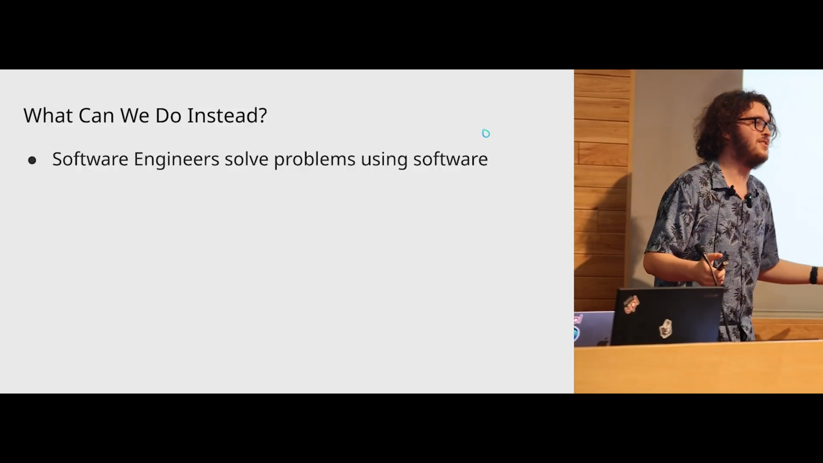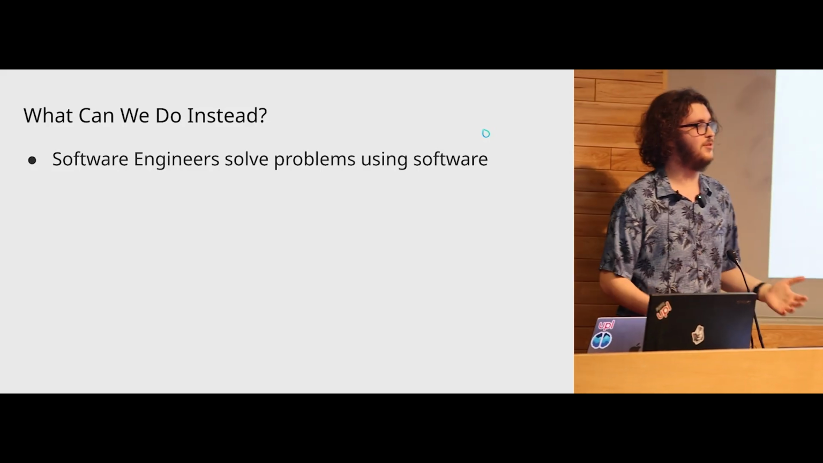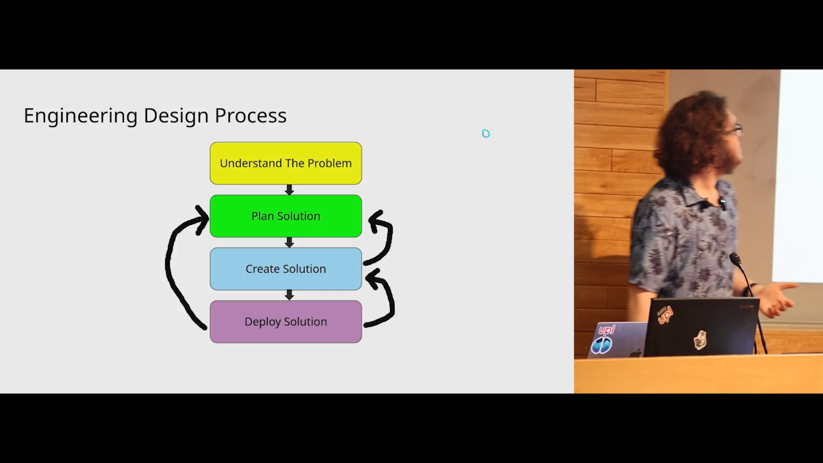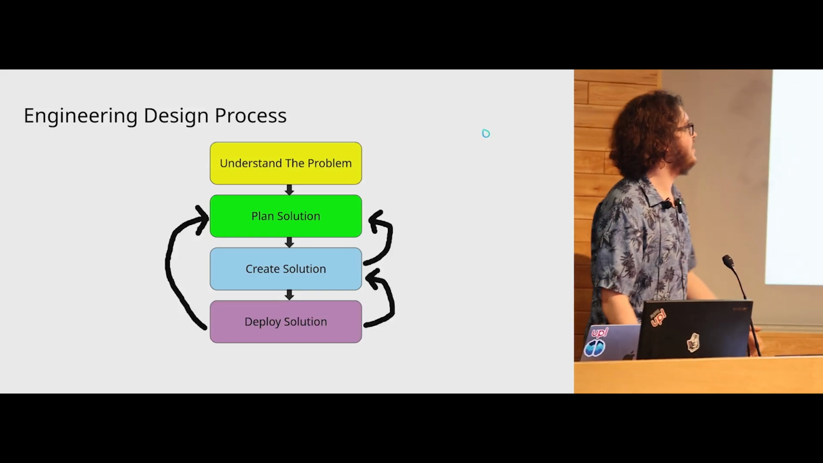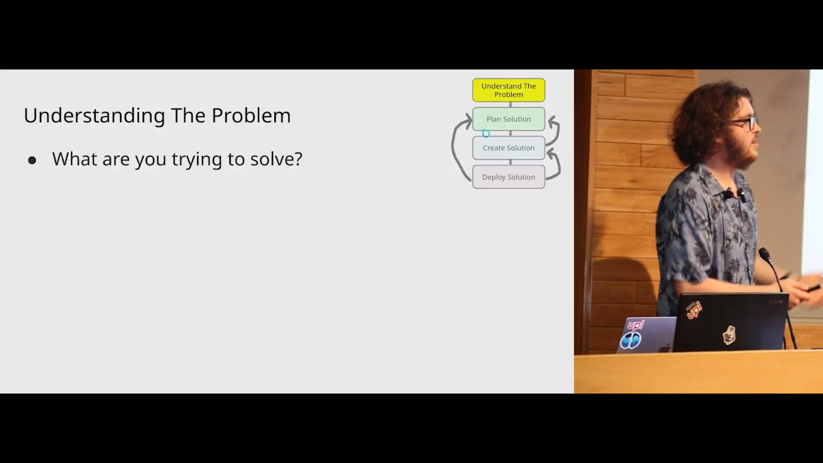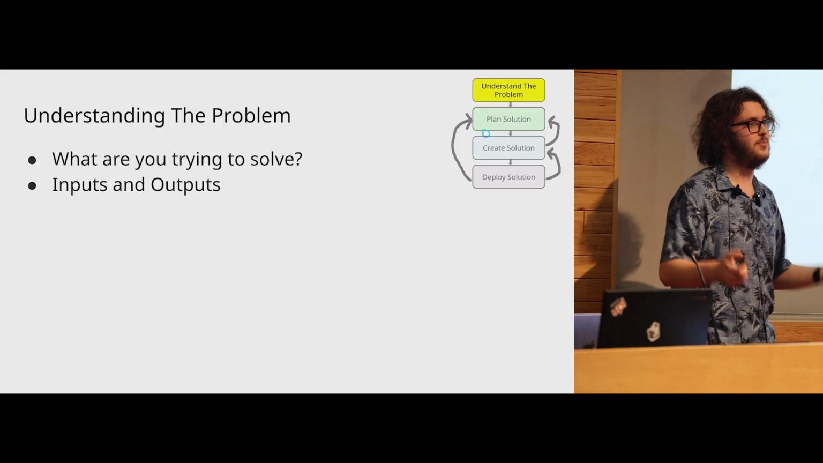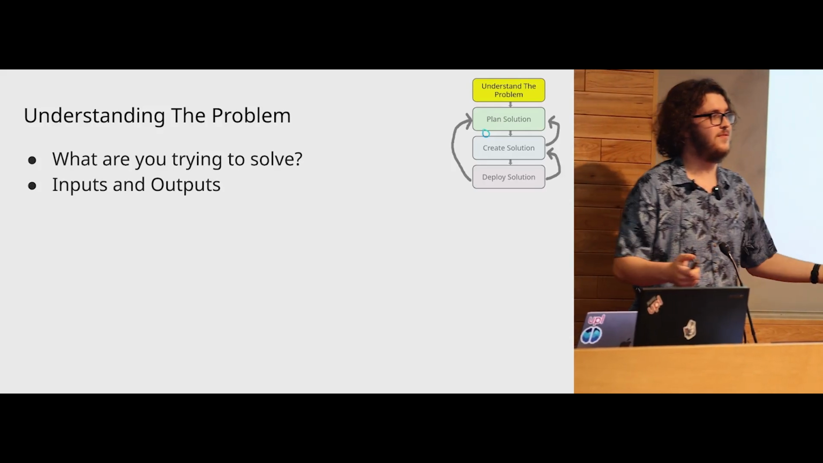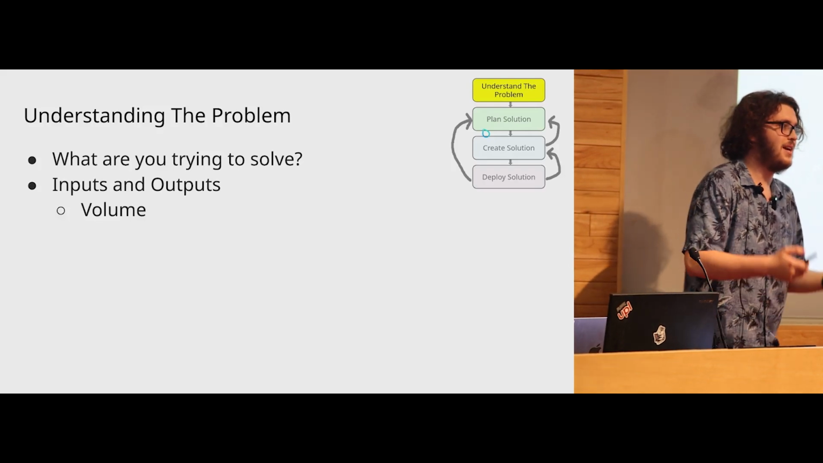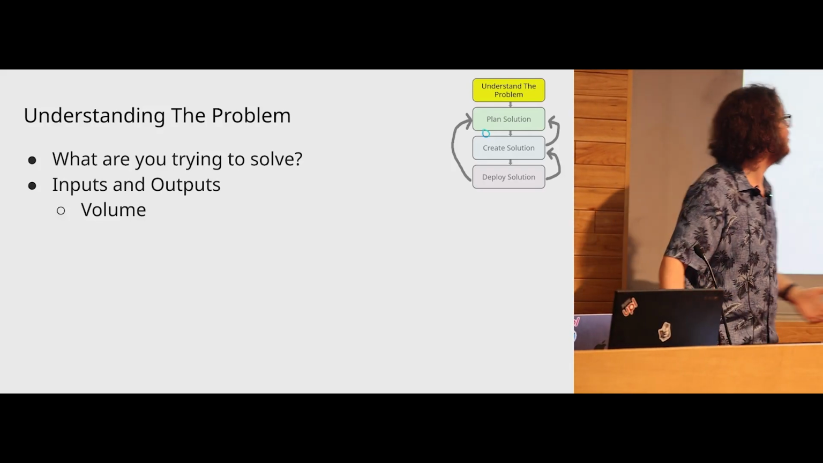Well, software engineers, their whole purpose is to solve problems with software. And there's a really great tool for solving problems, the engineering design process. So here's my take on the engineering design process. The first thing you want to do is understand your problem. What are you trying to solve? You want to consider what the inputs and the outputs to your program are, because ultimately, all software is transforming inputs into outputs. You want to consider the volume of these outputs. Are you designing something for 10 users or 10 million users? These programs will look very different from each other.